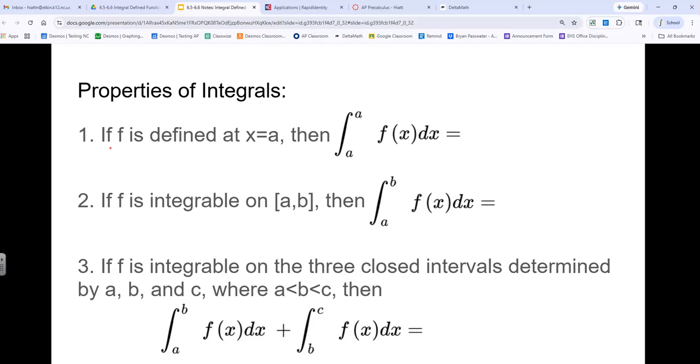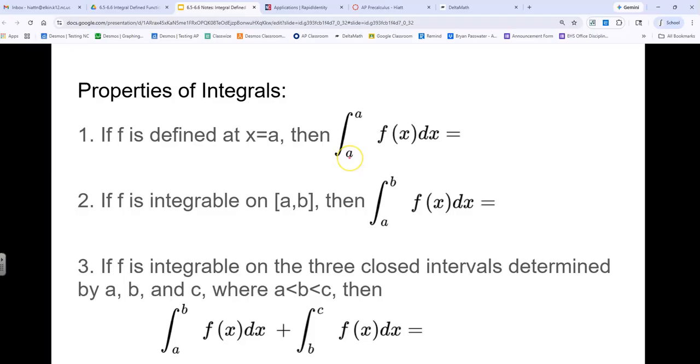All right, so let's look at some properties of integrals that we need to know. And these will help us solve a lot of different types of problems. So I've got, if f is defined at x equals a, then the integral from a to a of f of x dx is going to equal. Now, an integral gives me area under the curve, right? So what is the area under the curve from a to a going to be?